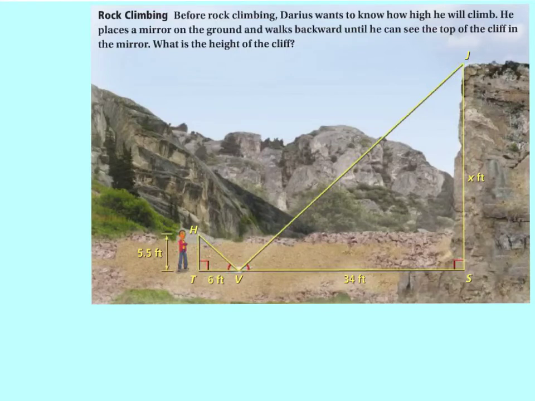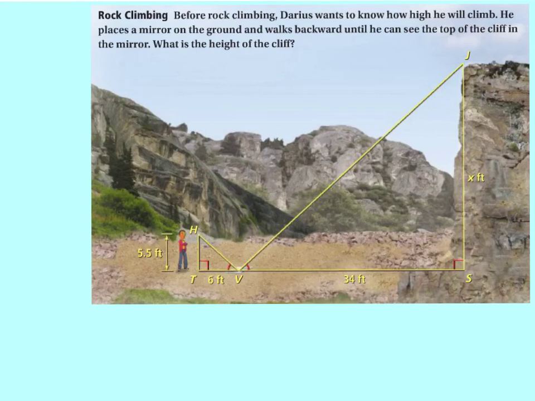The last thing we're going to do is take a look at this word problem. It's actually pretty cool. It's about this kid Darius who wants to know how high he's going to end up climbing if he's going rock climbing. So what he does is he puts this mirror down on the ground, and then he starts walking backwards slowly until in that mirror he can see the top of the cliff. And then he wants to figure out, just by doing that, how high the cliff is.